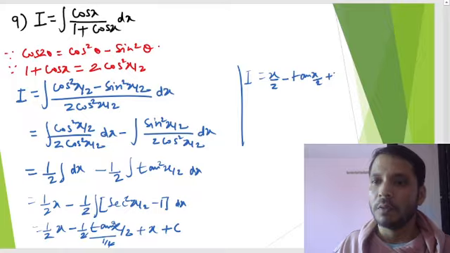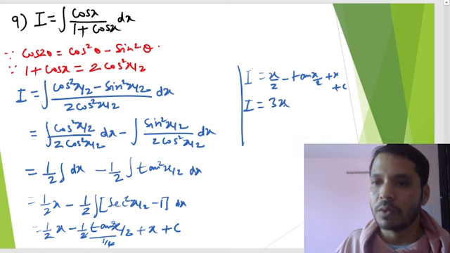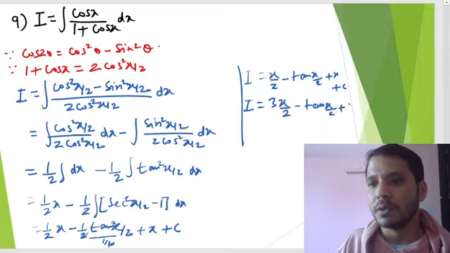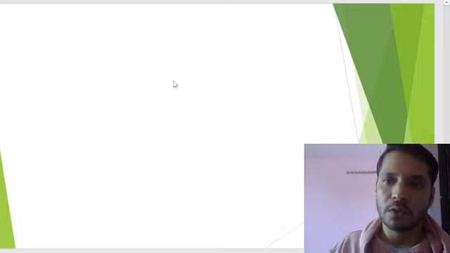and plus x plus c, but here we can add x and x by 2, so I is equal to, we can say it is 3x by 2, because x plus x by 2 is 3x by 2, minus tan x by 2 plus c. This is the answer of the question number 9. Now we will move to the question number 10.